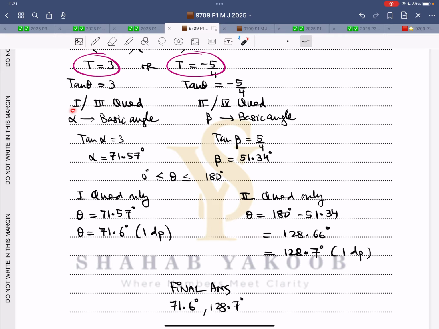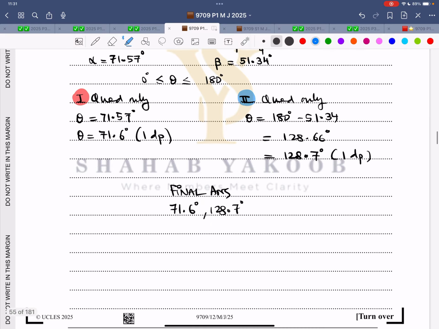So even though it's talking about first and third quadrant, because we are limited with this range, we are focusing on the first quadrant only. And similarly, we are talking about second and fourth, limited by the range, so we are talking about the second quadrant only. Basic working: our theta is alpha in the first quadrant, theta is 180 minus alpha.